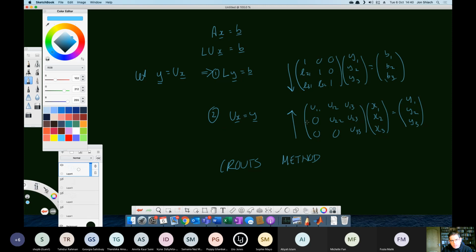Would you like me to go through an example of using Crout's method? I take it everything's okay? Can you see what I'm doing, and does it all make sense?